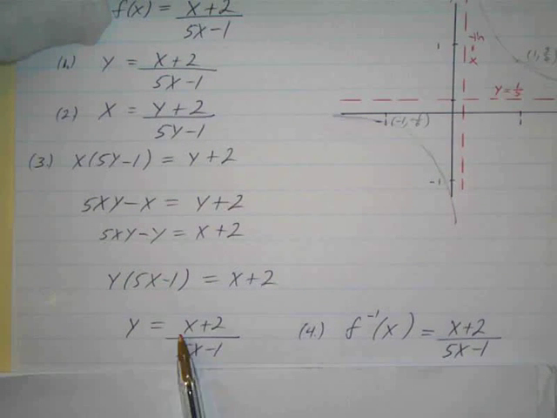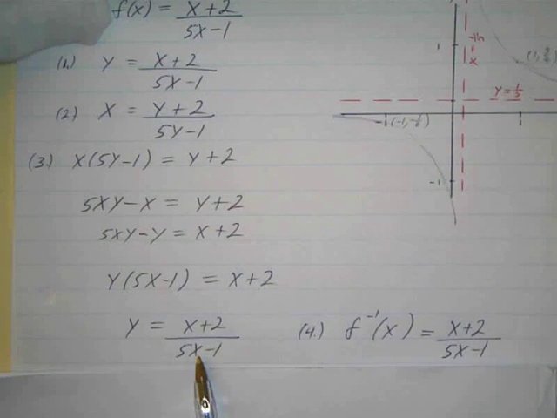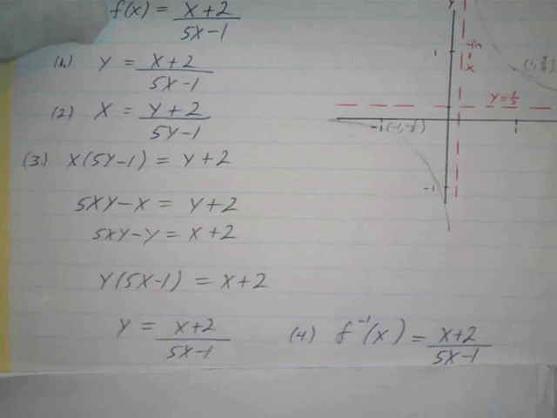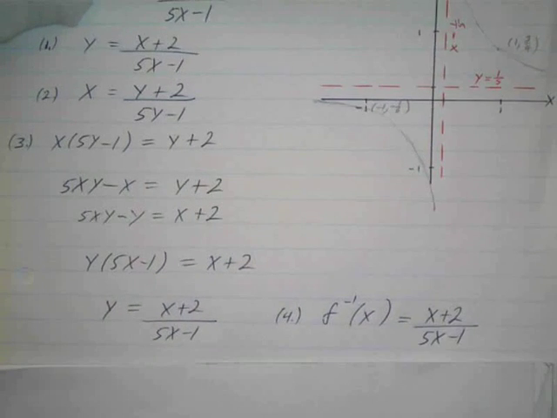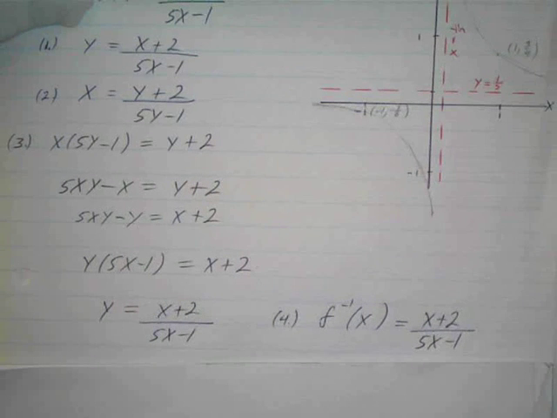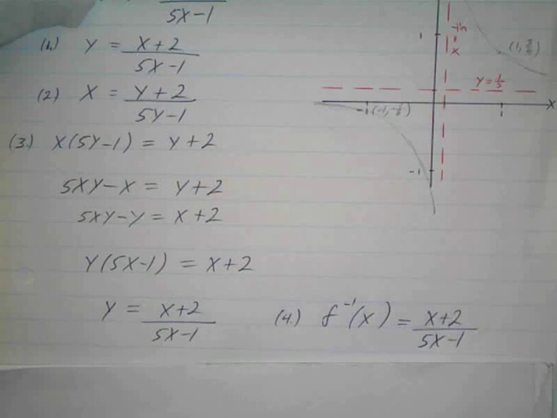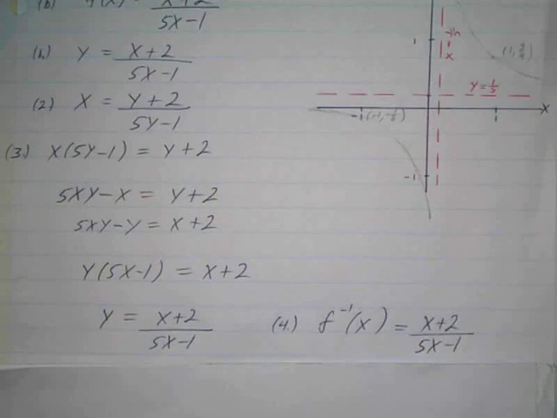So y equals x plus 2 over 5x minus 1, and then instead of writing it as y, I write this as f inverse of x. And this is a function that happens to be its own inverse. That's kind of interesting. So this function is its own inverse. Okay? So I hope that makes sense. The same basic 4 steps.